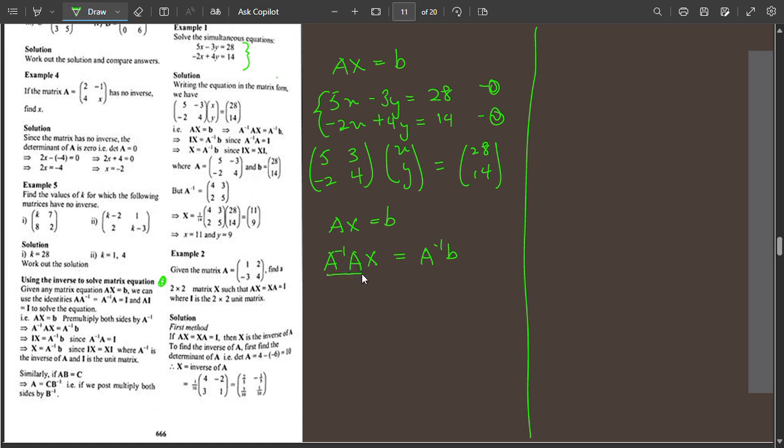And then we know this, we've seen this somewhere: whenever we multiply a matrix by its inverse, it's a property, it gives us I. So this reduces to IX is equal to A inverse B. But we know that I is the identity matrix, which means whenever I multiply it by anything, that thing doesn't change. So our answer remains X is equal to A inverse B. So this is what we'll be using.